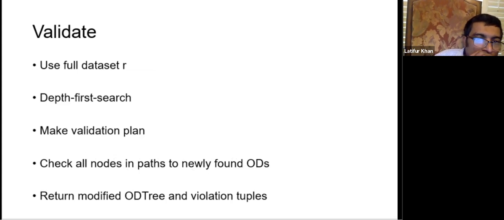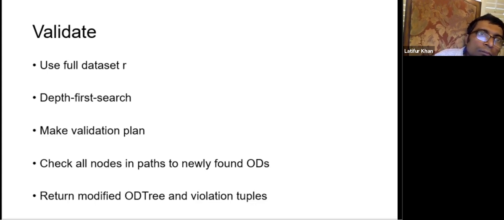And we use the full dataset R to validate. We do not validate all valid nodes. We just want to check newly discovered ODs in this iteration. This time, we adopt a depth-first search strategy. The first step is to make a validation plan to make full use of intermediate results. Then, we still use sorted partitions to check. We check not only valid nodes, but also all nodes in the paths to them.